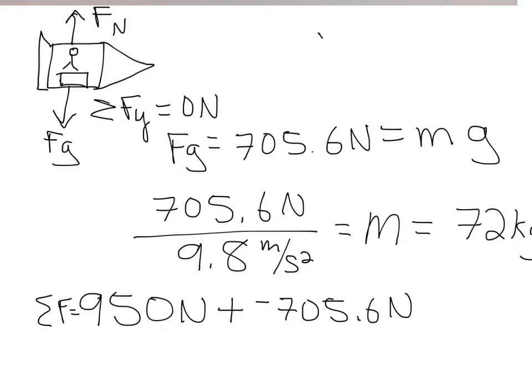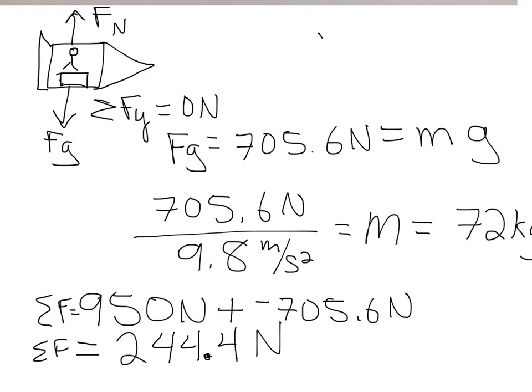It is this 950 newtons plus a negative 705.6 newtons, which is always going to be that force due to gravity. And so then I can find out the sum of the forces acting on this person at this point, and that value is 244.4 newtons. And that is the sum of my forces so far. That's not the question, though.